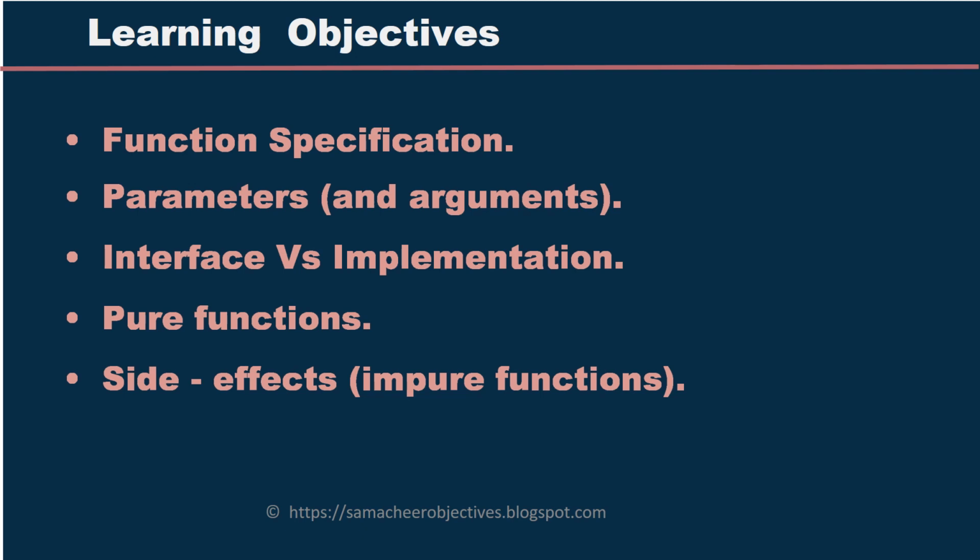Now let us see the learning objectives of this chapter. The first one is function specification, that is detailed explanation of function and what is meant by parameter and arguments, what's the difference between parameter and arguments. That is, while defining the function, the input values are called parameters. While calling the function, the input values are called arguments. That also we are going to discuss.